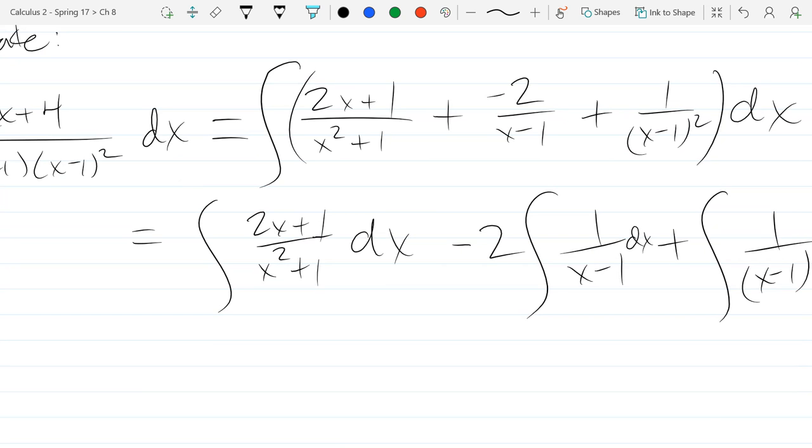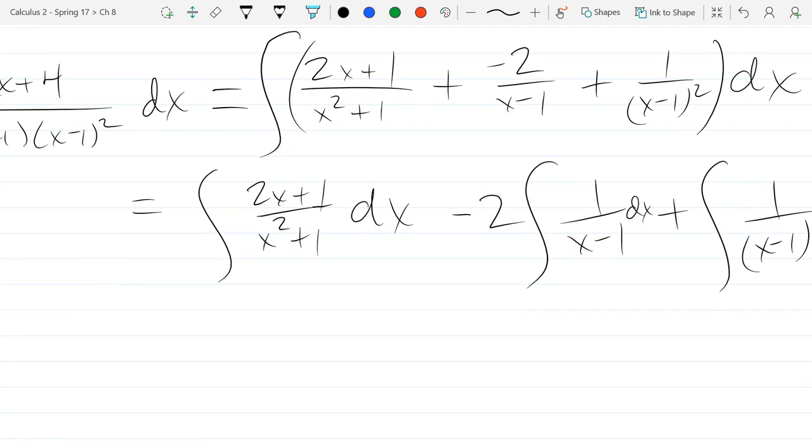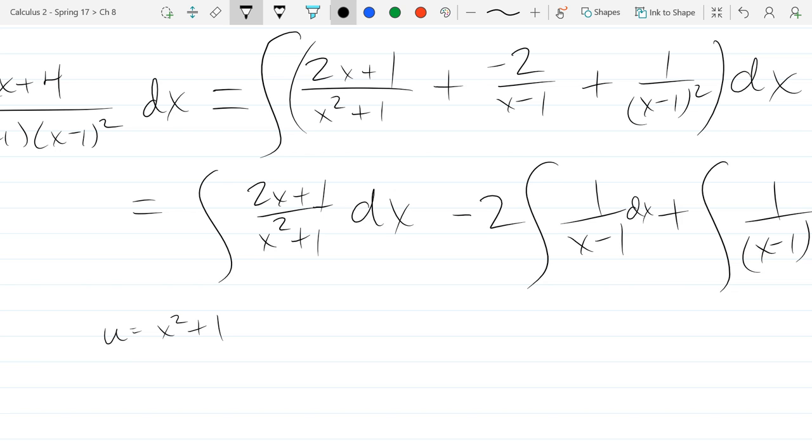So let's look at the first one. 2x plus 1 over x squared plus 1. Any ideas? You could try u-sub, but what won't work out so well? Yeah, that stupid plus 1. Because the derivative is 2x, not 2x plus 1. Now, it would be really nice if it was x squared plus x, but you can't just change that around. So u-sub won't work out so well here. What else could I do?